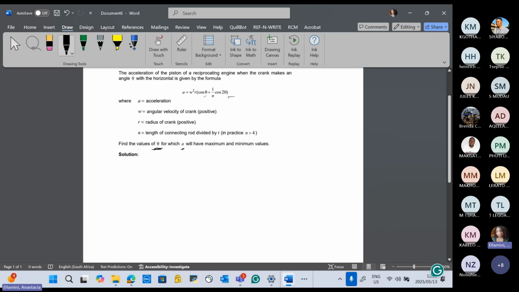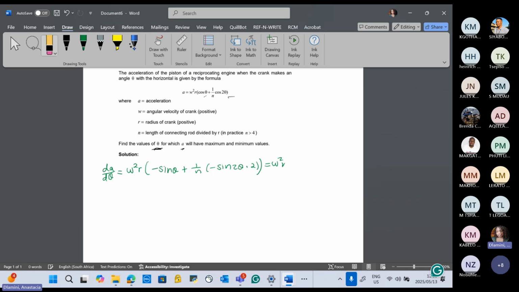So let's do that. Then we know that dA over d theta is equal to, should I spoon feed you? W squared R negative sine of theta plus 1 over n negative sine 2 theta times 2. I'm assuming you know these derivatives, guys.